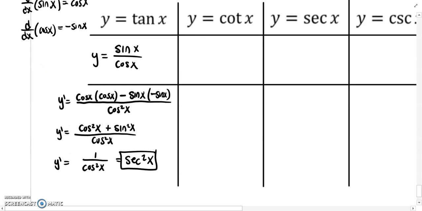A very similar proof to this is for cotangent of x. And so what I would like you to do right now is pause this video and try to rewrite cotangent as a quotient and run through the quotient rule and see what you come up with.